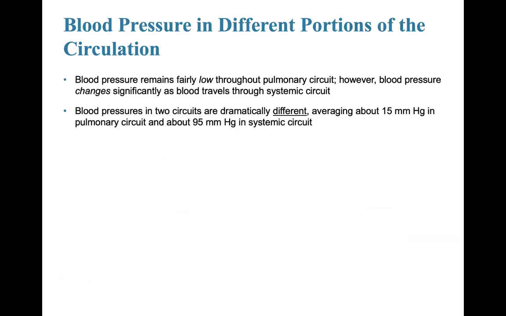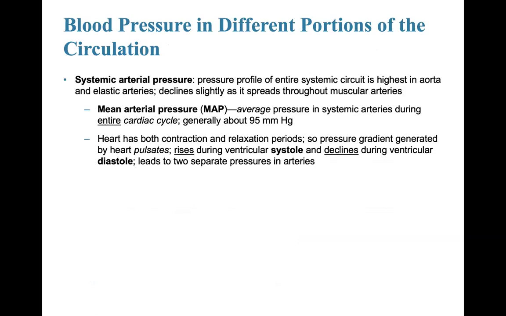So blood pressure remains fairly low throughout the pulmonary circuit. However, blood pressure changes significantly as blood travels through the systemic circuits. Blood pressure in the two circuits is dramatically different, averaging about 15 millimeters of mercury in the pulmonary circuit and about 95 millimeters of mercury in the systemic circuits.